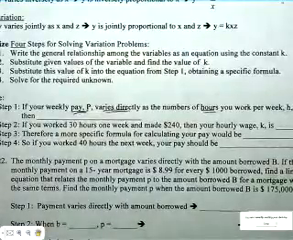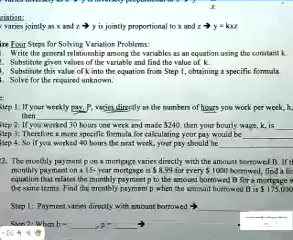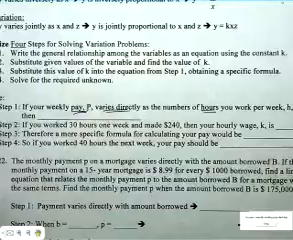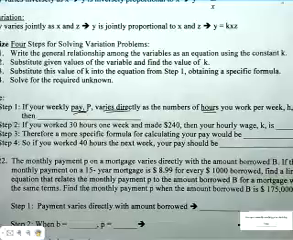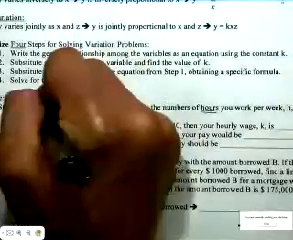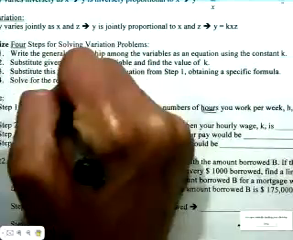This problem is so common sense that you don't need to know anything about variation to figure this one out, but we're starting with a very simple problem to show you the steps, and then we're going to get to more complicated sounding problems and show you that the steps work no matter how ugly the problem looks. All right, so the formula we need is your pay is some constant times the number of hours you work per week.